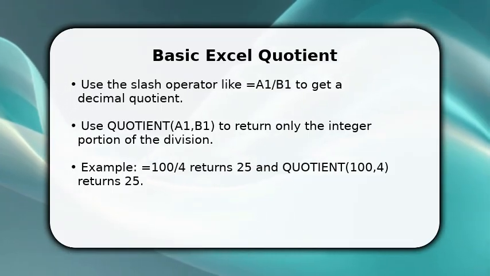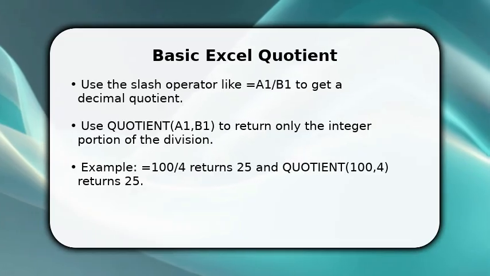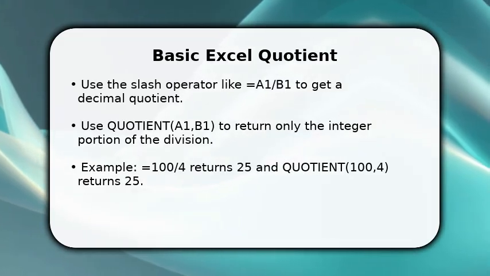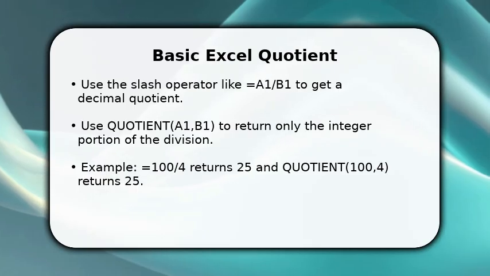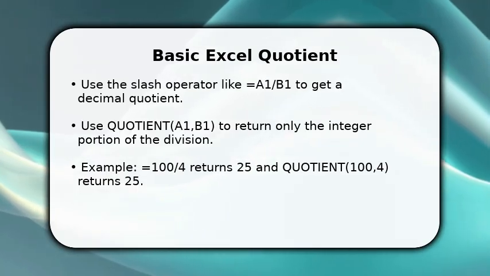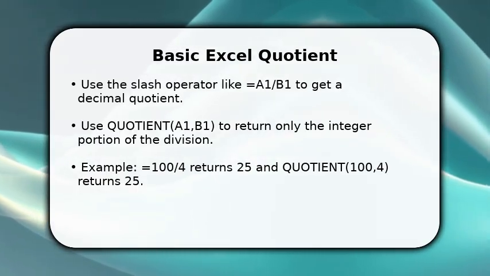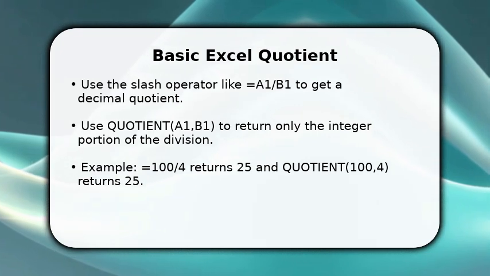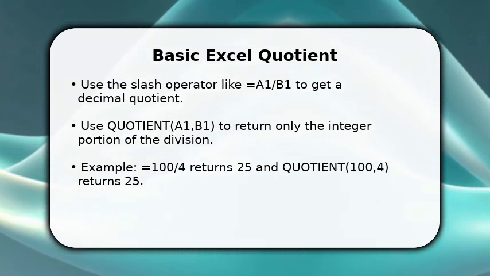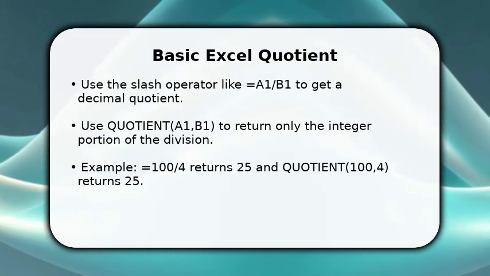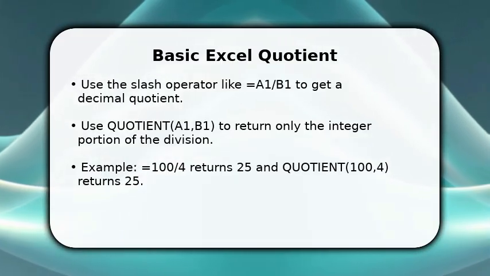If you need only the integer portion, use QUOTIENT, for example QUOTIENT(A1, B1), which returns the integer result without the remainder. Use explicit examples such as =100/4 returning 25 and QUOTIENT(100, 4) also returning 25 to confirm behavior.